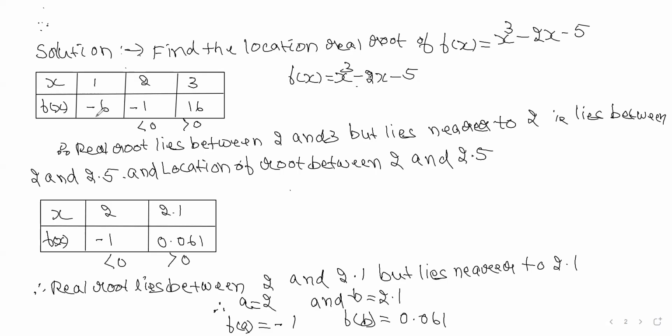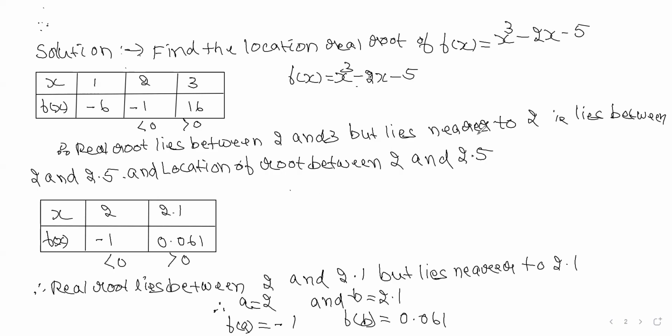f(1) is minus 6, f(2) is minus 1, and f(3) is 16. Look here. This is less than 0. This is greater than 0. The root lies between 2 and 3. And the fourth one is coming, not necessary. Okay, leave it. Therefore, the root lies between 2 and 3. Now look here: minus 1 and plus 16. Which is nearer to 0? Minus 1 is nearer to 0. Therefore, the root lies nearer to 2. Suppose instead of 16 it is 0.1, then the root lies nearer to 3, you have to write.